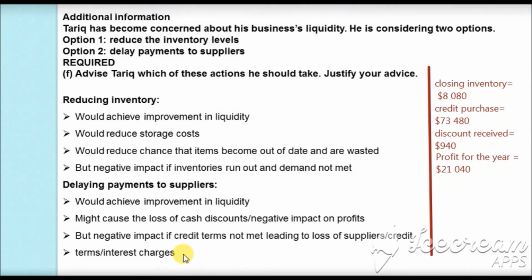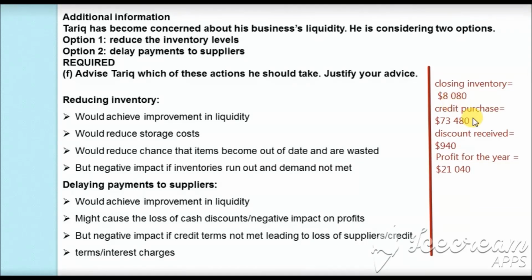What I suggest based on my analysis of the question is they should go for the delayed payment to the supplier. Why? Because here the closing inventory is just $8,080, and this is a very small amount of closing inventory which they have. And if they reduce this, there will be no buffer available in the business. And if there are no buffer products available in the business, they may not be able to fulfill the demand if it increases, and sometimes even the existing demand may not be fulfilled.